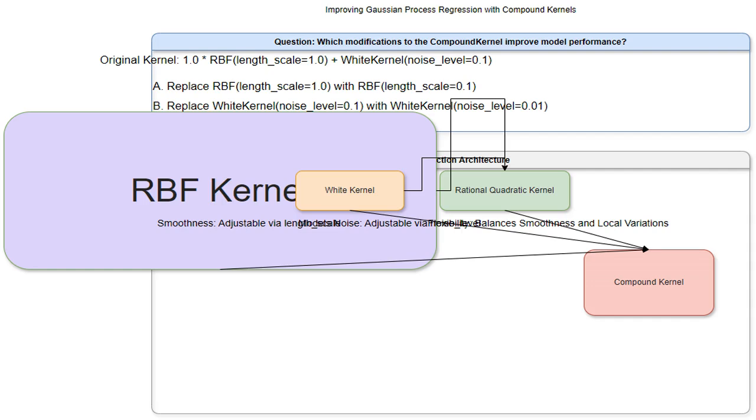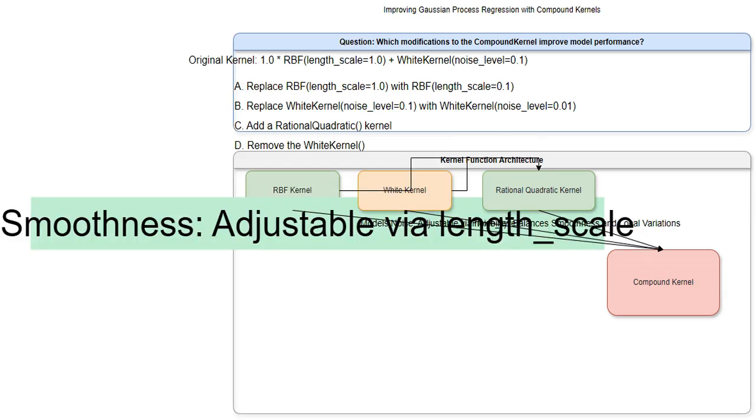The length_scale parameter controls how far the influence of each data point extends. A smaller length_scale means more local detail. A larger one means a smoother, more global picture. The white kernel is all about noise. It models independent, random fluctuations in the data that aren't explained by the smoother parts of the model. The noise_level parameter controls how much noise you expect. A larger value means more noise.